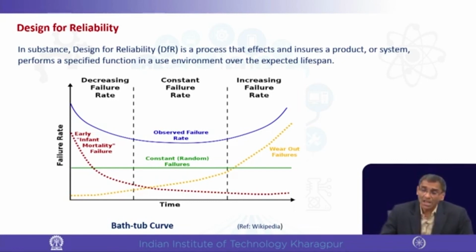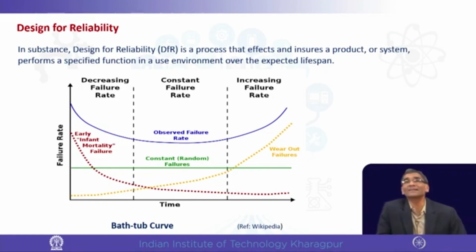Whereas the wear and tear will not happen in the beginning, but towards the end. In the yellow line it is showing that, and the green line is the random or constant failures, which is uniformly going on. So, combining these three, we get the blue line, which looks like a bathtub, and therefore it is called a bathtub curve. That gives us an indication that the useful life mostly is in the blue zone in the middle section, that is the constant failure rate.